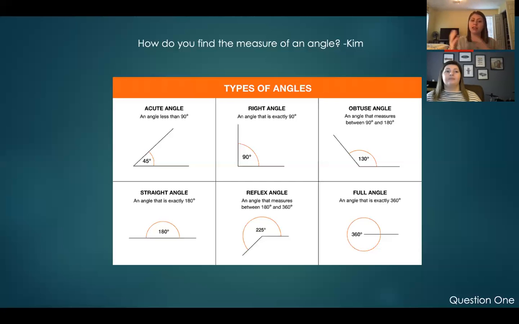And that's 225 typically, but it could be any angle between 180 and 360. And we should also know what a full angle is, because that's just a whole circle. It's 360 degrees all the way around.